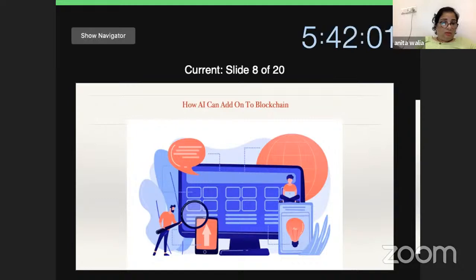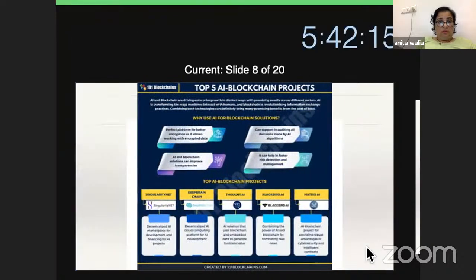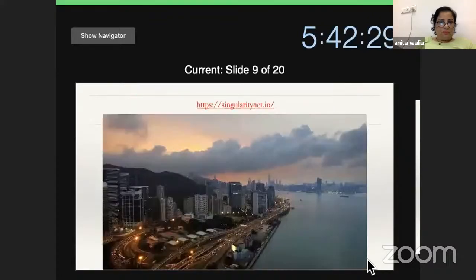I have actually taken some examples of projects which can help us understand how AI is used in blockchain. So these are some 5 AI blockchain projects. I'm going to give you some examples. Though you can go through all of these, I will give you the examples of Singularity Net and Deep Brain Chain.